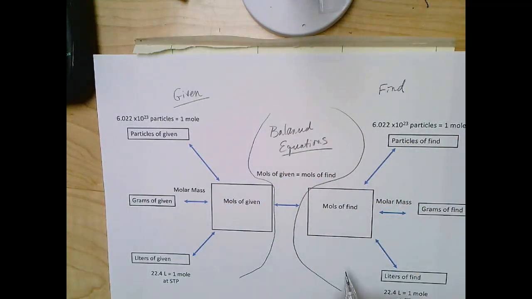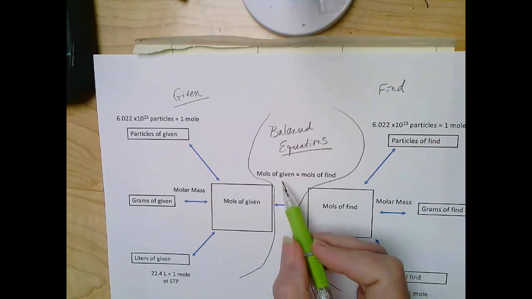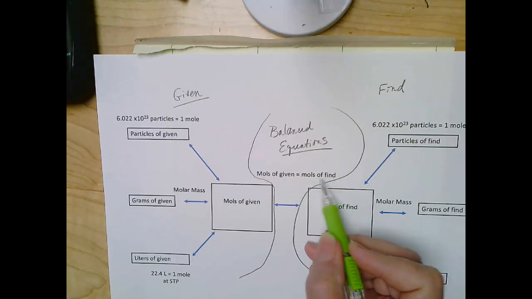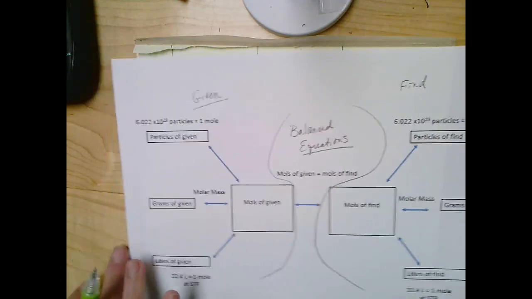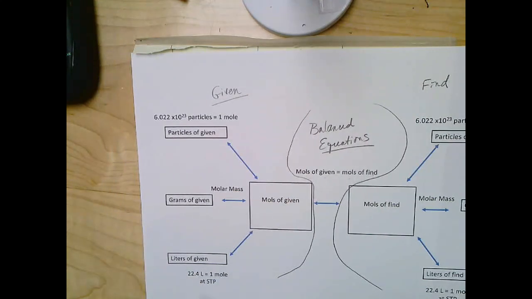And you may be given them to you in words, but this is always what's going to relate your moles of given to your moles of what you want to find. And that could be 2 reactants, 2 products, a reactant and a product. It makes no difference where it is on the equation. So let's focus on this given side first.